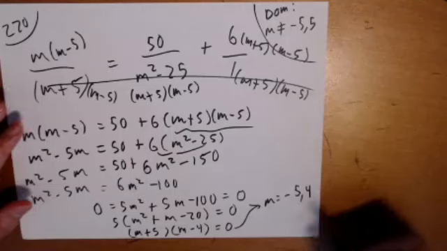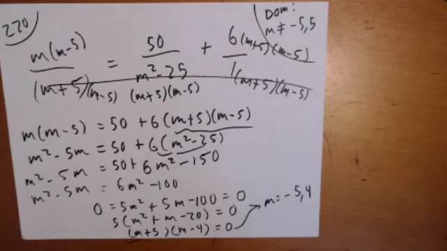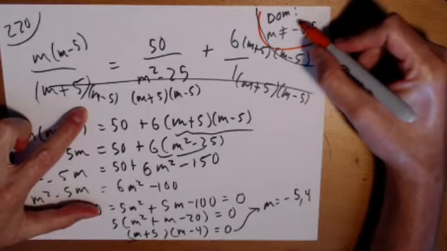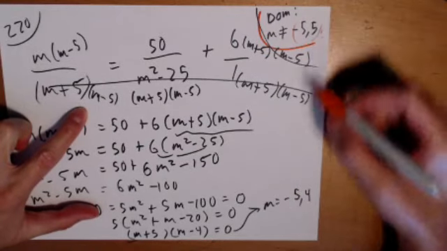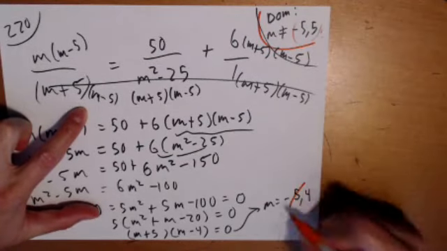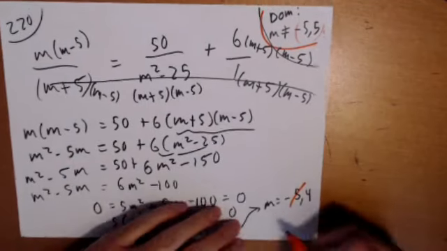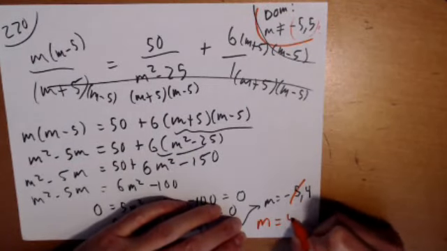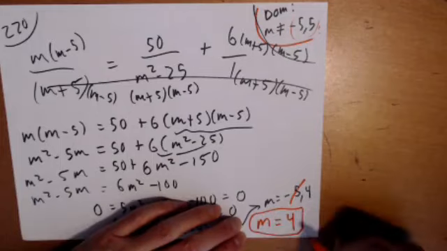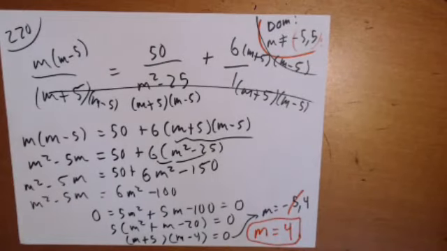And then you say, oh, wait, whoa, the domain. Remember, in the very beginning, we said make sure you don't get an answer of negative 5 or 5. If you do, throw it away. Oh, negative 5. Cool. Throw it away. So what's my final answer? M equals 4. Aha. Now it's all making sense. Okay. Same.